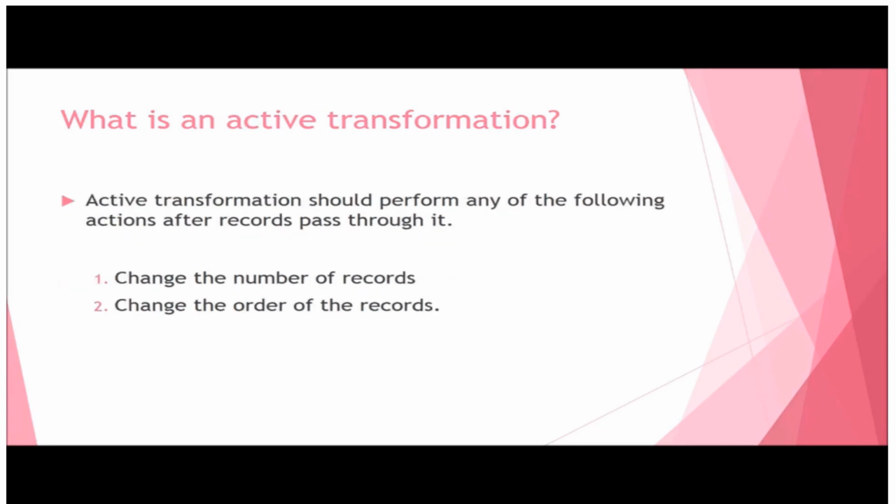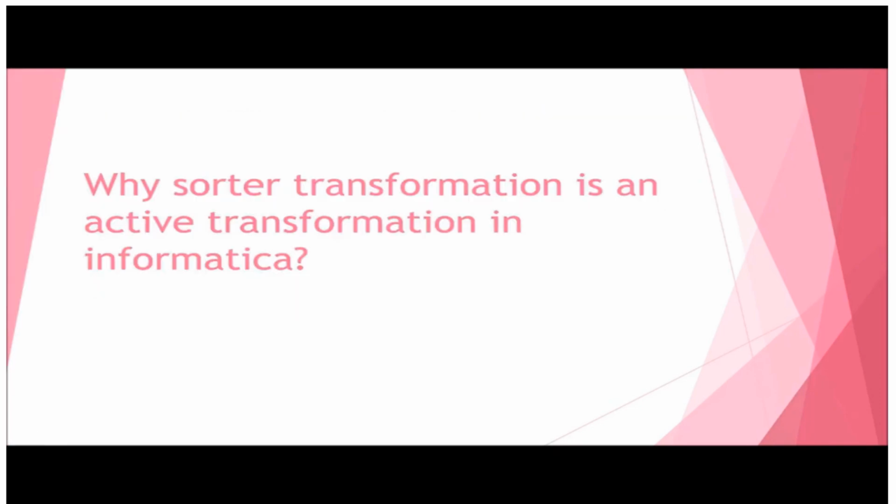When it comes to an active transformation, it is vice versa. If the transformation is an active transformation, it should perform either of two actions. What does that mean? It has to change the number of records that pass through the transformation, or it has to change the order of the records. So now tell me, why is the sorter transformation an active transformation?